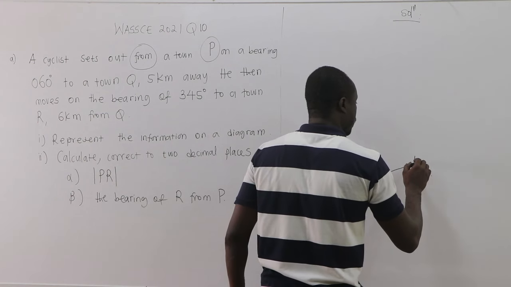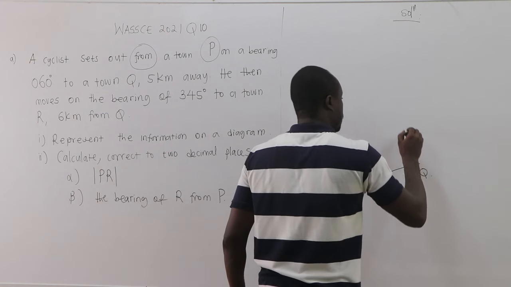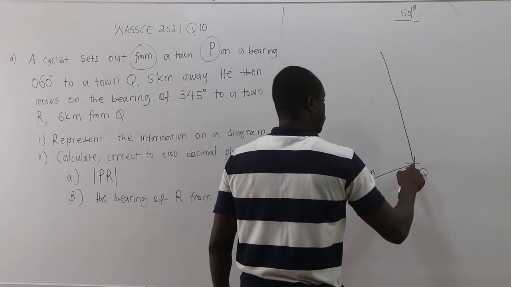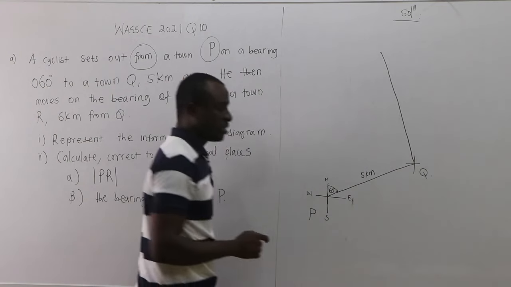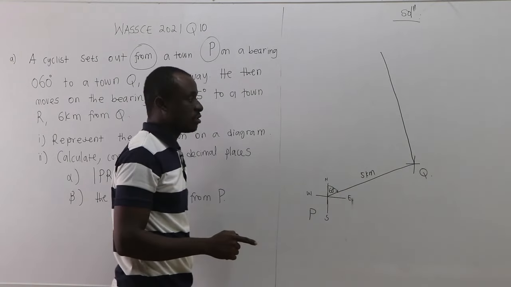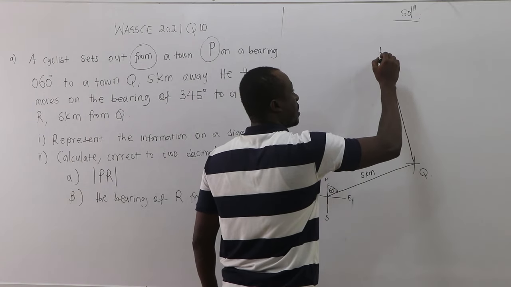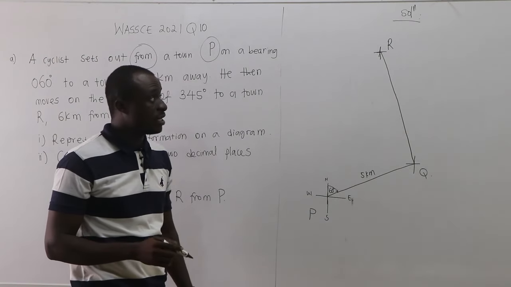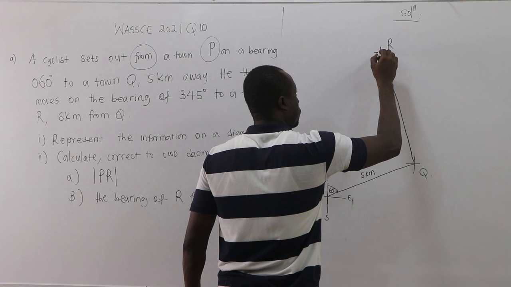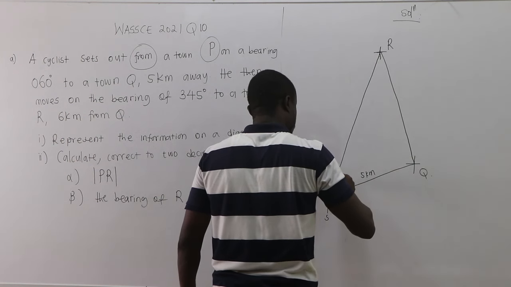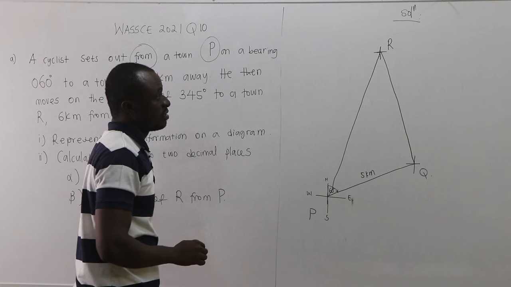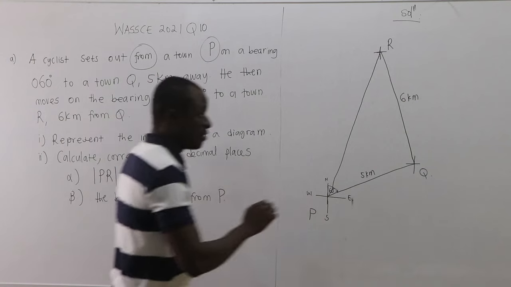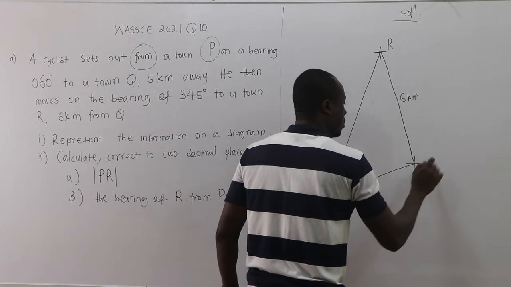So clearly, 75 degrees, this is not to scale. Now we have to note that PQ is 5 kilometers, and QR is 6 kilometers. So clearly the QR is longer than the PQ, it's not to scale. Here is R, and we can join R to P, and this is a straight line. This is six kilometers.